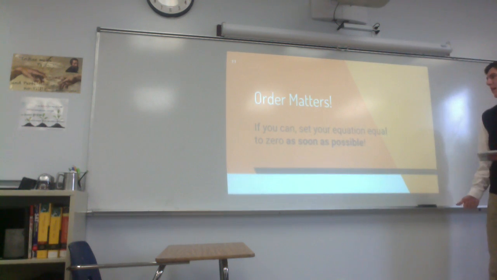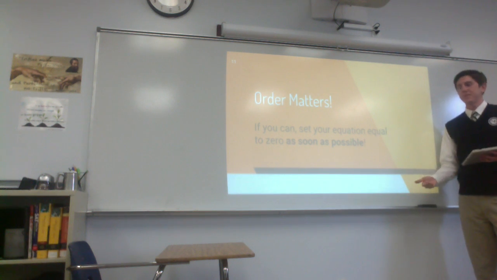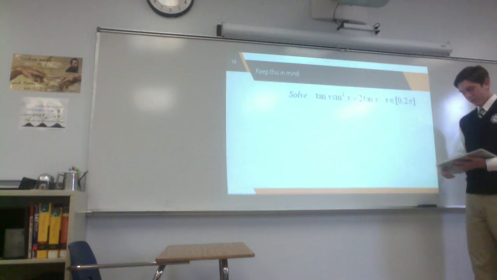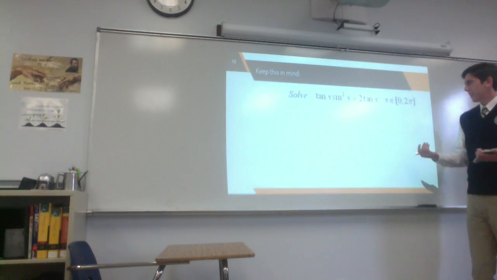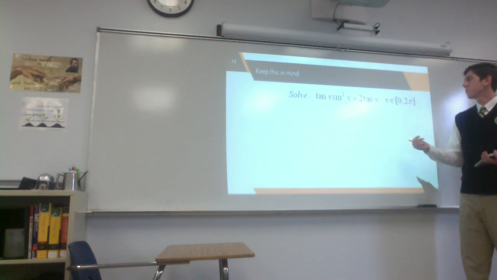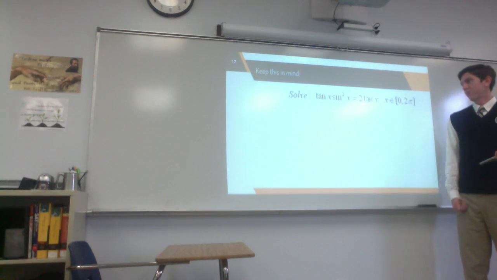And also the order matters. The way that you go through these steps that I've taught you is important because of one example which I'm going to show you now. So let's look at this one. Tangent of x times sine squared of x is equal to 2 times tangent of x. Now, there's one way that we could get this in terms of one function.